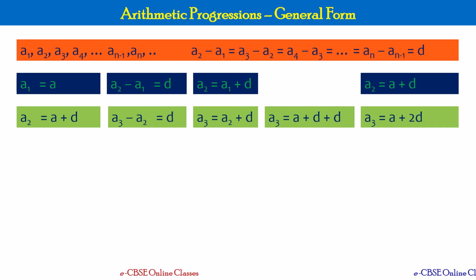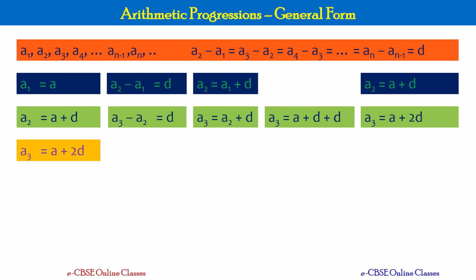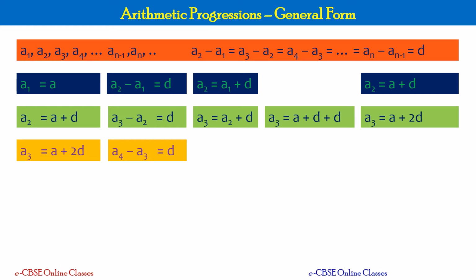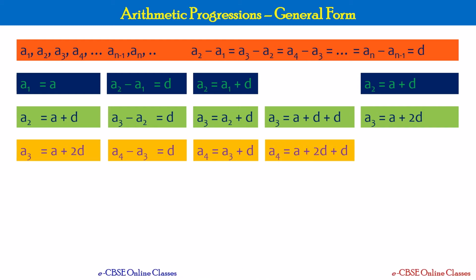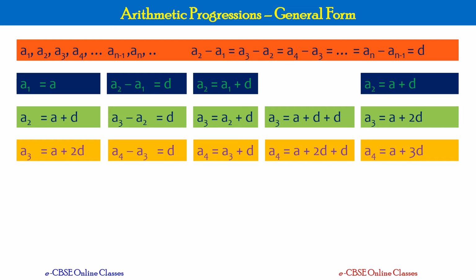So let's continue doing the same. A3 equal to A plus 2D. We know that A4 minus A3 is equal to D. A4 is A3 plus D. So we substitute A3 as A plus 2D. So A4 becomes A plus 2D plus D. That is A4 equal to A plus 3D.